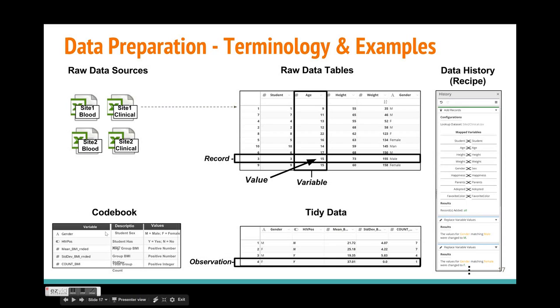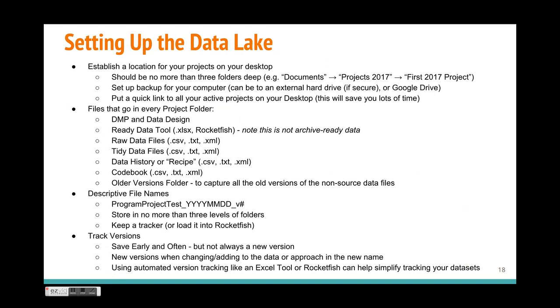Lastly, we have the codebook, and the codebook is a list of your variables, their description, as well as the potential values that those variables can contain. So in this case, we have the gender variable, followed by its description as being the student's sex, and then the appropriate values are M for male and F for female. Now that we have shared terminology, let's talk about setting up your data lake.